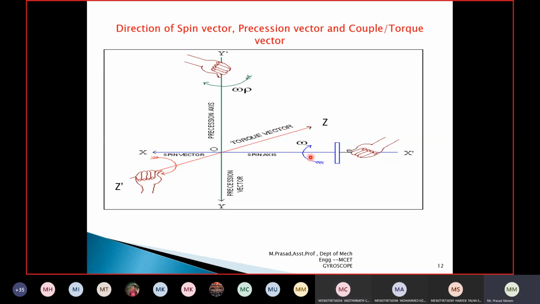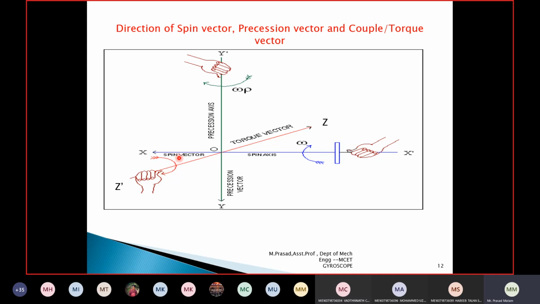You can see the direction, always clockwise motion. This is clockwise. When it rotates clockwise, this is moving in this direction. Now see the precession vector. This is also clockwise motion. Then only it is moving downwards. You can see this torque vector. This is also clockwise motion. Then only it is moving in the forward path. All clockwise motion always gives the forward path. Anti-clockwise motion gives the reverse path.